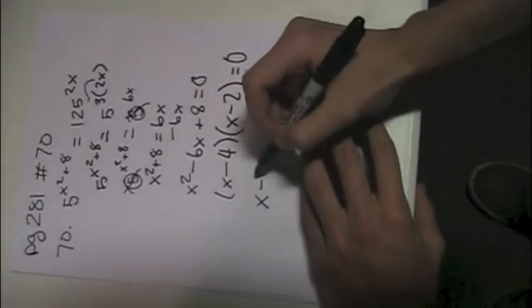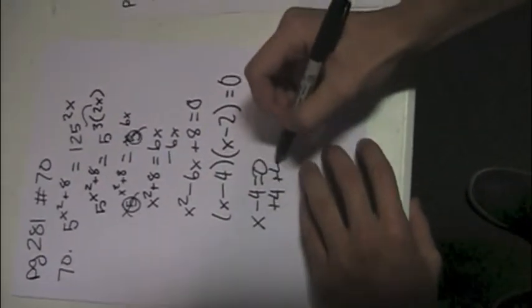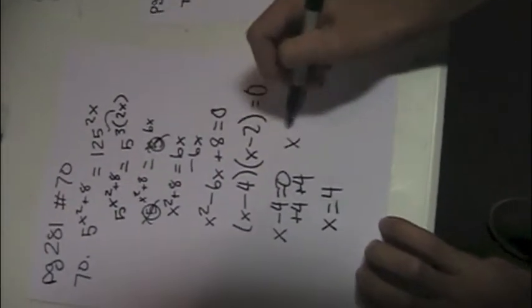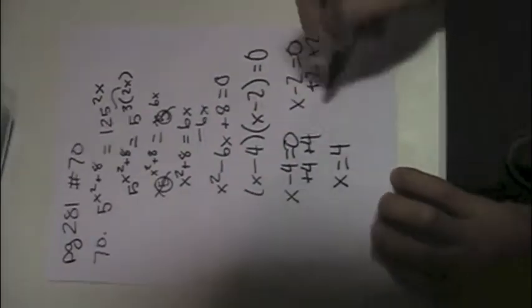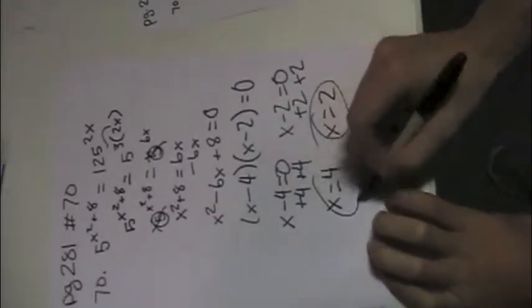And when x minus 4 equals 0, then you add 4 on both sides. One possible answer is x equals 4. And the same for this side. X equals 2. And these are the two answers. Okay.